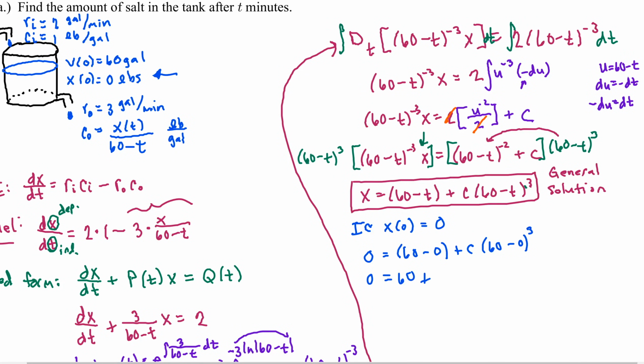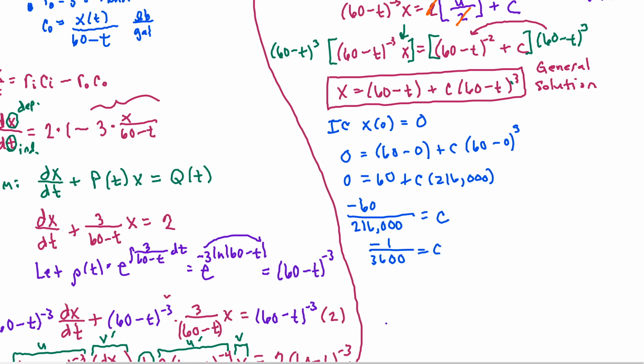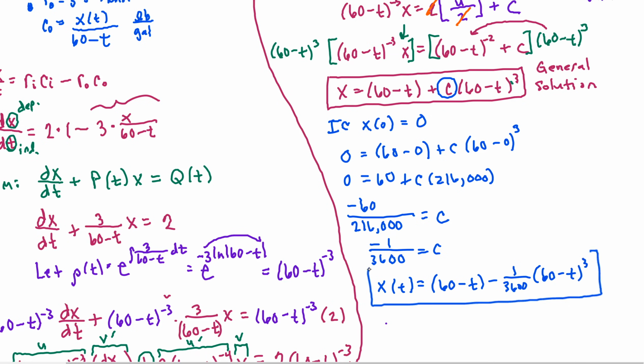For this term, we have 60 cubed, that's 216,000. Solving for c, we'd end up with negative 60 divided by 216,000, which reduces to negative 1 over 3,600. So that's the value of our arbitrary constant. Thus, we can proceed from general solution now to particular solution. So I'm going to take my c value and plug it back in here. And our particular solution is x equals 60 minus t minus 1 over 3,600 times 60 minus t to the third power. That is our particular solution.